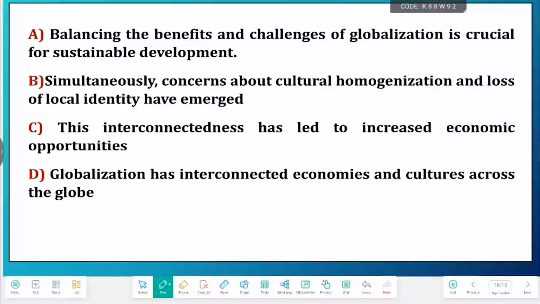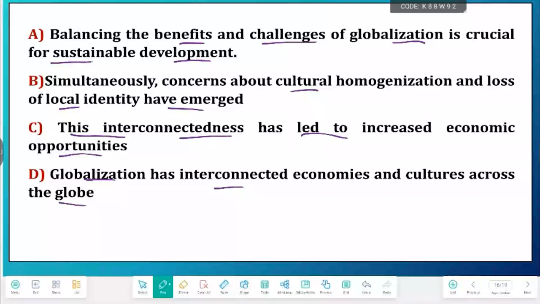Okay, we have another example. Balancing the benefits and challenges of globalization is crucial for sustainable development. Okay, balancing what? Balancing the benefits and challenges of globalization. Simultaneously, concerns about cultural homogenization and loss of local identity have emerged. This interconnectedness has led to increased economic opportunities, and globalization has interconnected economies and cultures across the globe.